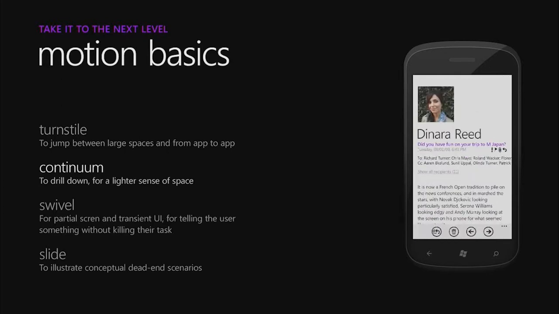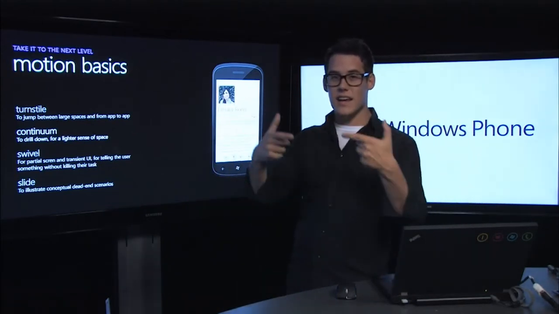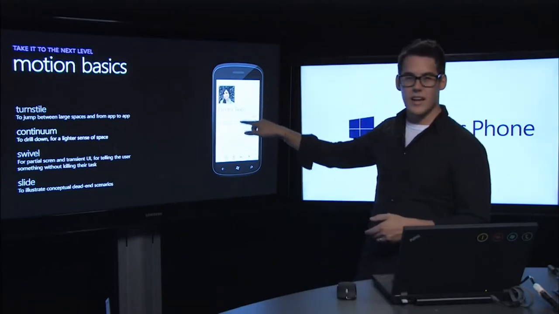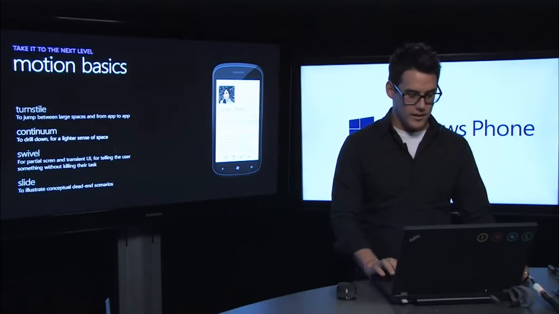The next animation is called a continuum. Continuum is when you click something on the list and it carries up and around into the next page. Here comes the name, and it's left this list, and now it's in the title. It carries through one piece of the UI from one screen into the next screen to say, all right, you clicked on Dinara, and Dinara is also now the thing that you're gonna see. That's what we call a continuum on Windows Phone 8.